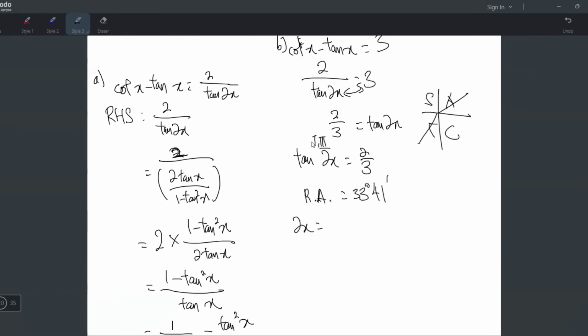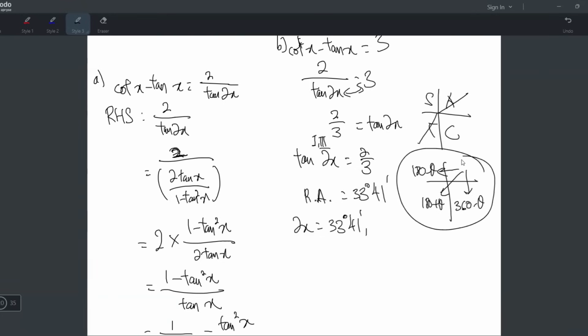But you have to find out the angle in the third quadrant also. The first quadrant will be this one, 33 degree 41. And to get the angle in quadrant 3, you have to take 180 plus. Because you learned before, if you want to convert from quadrant 1 to quadrant 2, 180 minus. 1 to 3, 180 plus. 1 to 4, 360 minus. You must know this. So 1 to 3, 180 plus, so you get what? 213 degree 41 minute. So these are the answers.